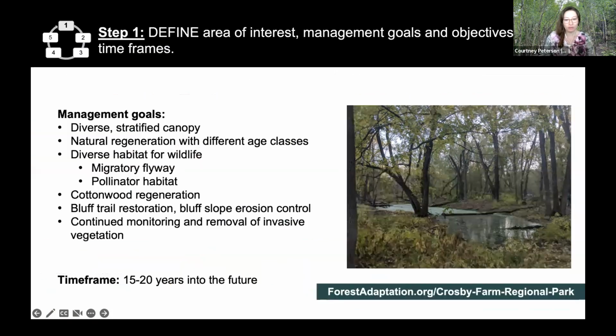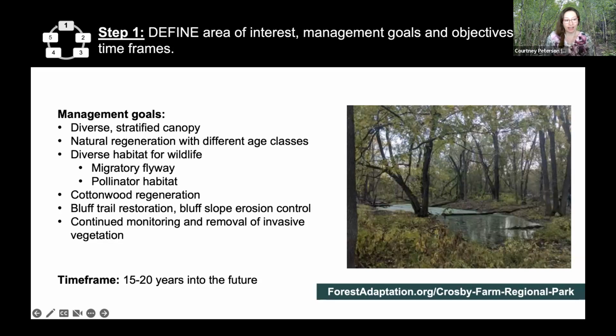All right, so some of the management goals, thinking about step one for Crosby Farm. They really wanted to have that diverse, stratified canopy. They're really thinking about how to encourage natural regeneration of different age classes, particularly of this ash-elm canopy, which is being hit really hard by emerald ash borer. How do we make sure we have diverse habitat for wildlife? It's a key migratory flyway. Bald eagles love to nest in this area, and there are a lot of opportunities for pollinator habitat within the city. They also want to focus on cottonwood regeneration, again, for that eagle habitat and nesting trees.